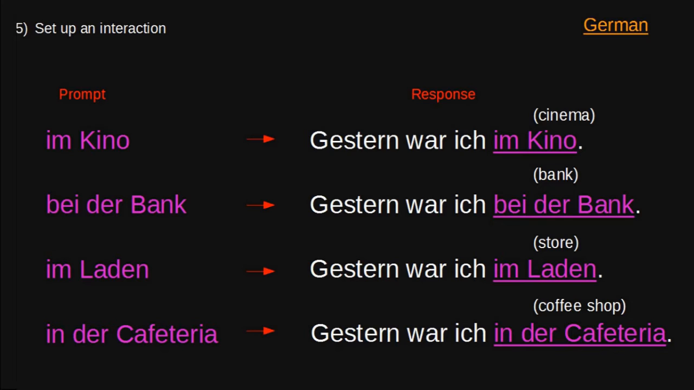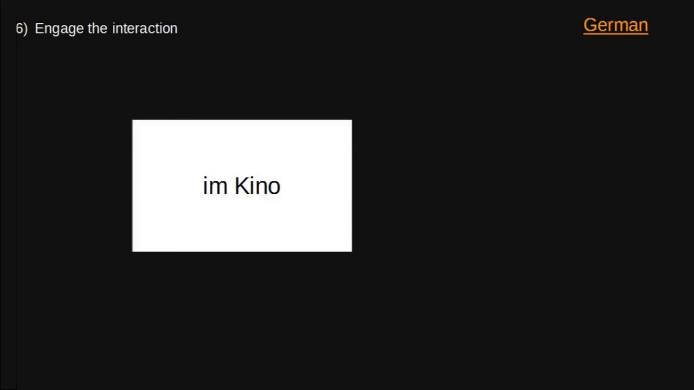So for substitution patterns, you can actually just use the substituted word as the prompt in order to get you to say the response, which is the full sentence. So reading im Kino, your response is gestern war ich im Kino. And that is the interaction set up. Now let's engage the interaction. And the best way to engage the interaction with our interaction pattern is on flashcards.